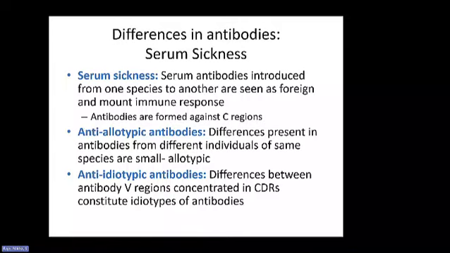And so if there are serum antibodies introduced from one species to another, it can lead to an illness called serum sickness. There are differences in the antibodies from one individual of a species compared to another individual of the same species, and the antibodies that would be produced against those antibodies are called anti-allotypic antibodies. There are also differences between antibody variable regions that constitute idiotypes of antibodies within the same person. They are called anti-idiotypic antibodies.